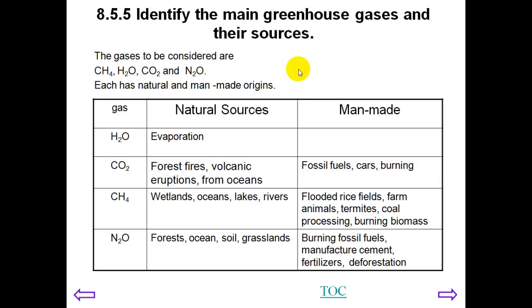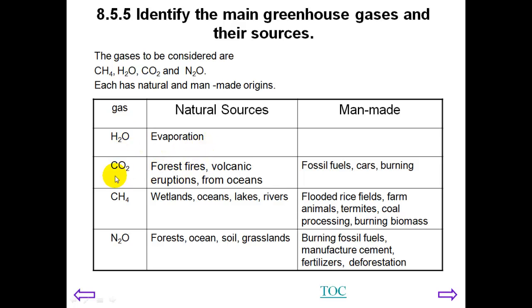We have to identify the main greenhouse gases and their sources. The greenhouse gases are considered to be CH4, methane, H2O, CO2 and N2O. Now, when the gas is H2O, what are the natural sources of that? Evaporation. Man-made sources, there are some, but this is a greenhouse gas. Water is a greenhouse gas.